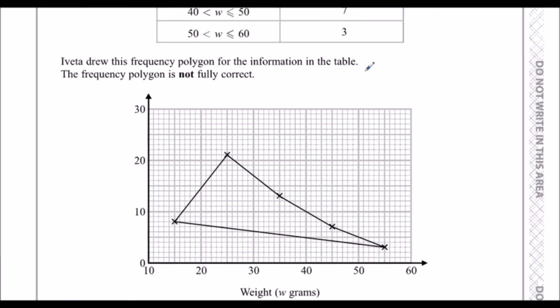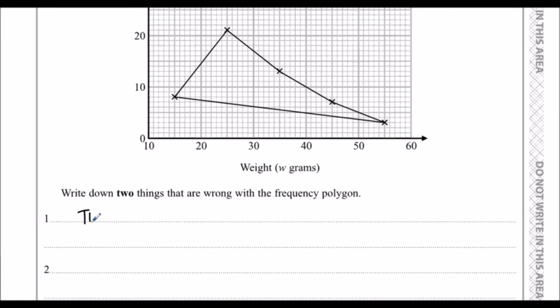So straight away, without even looking at the numbers, we can see that there's a line connecting the first and the last points. That shouldn't be there. There should just be the midpoint against frequency plotted for each point joined up with a ruler. So the first and last points shouldn't be connected. So the first and last points should not be connected.